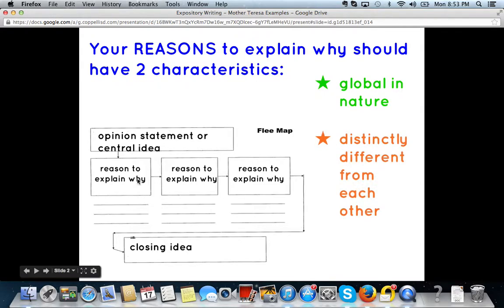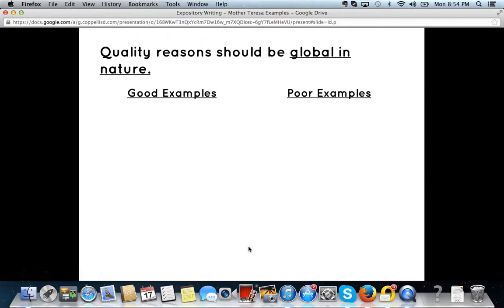So this reason over here, my first reason, should be different from my second reason. And my third reason should be different. They can't all be the same thing with different examples. So let's talk more about that. Remember, global in nature, distinctly different from each other. Here are some examples of global in nature, big ideas.